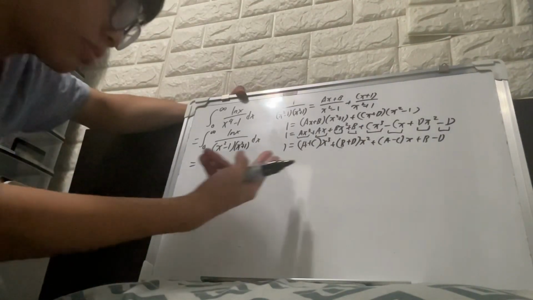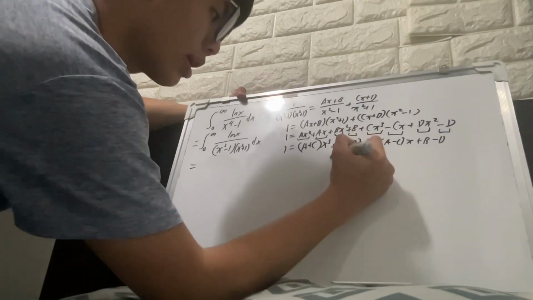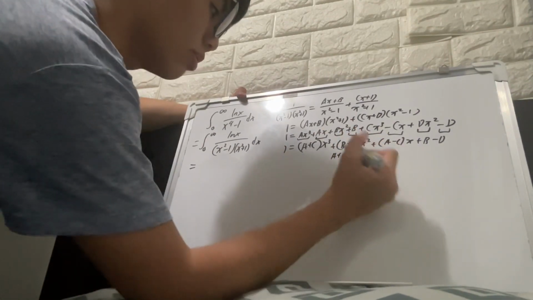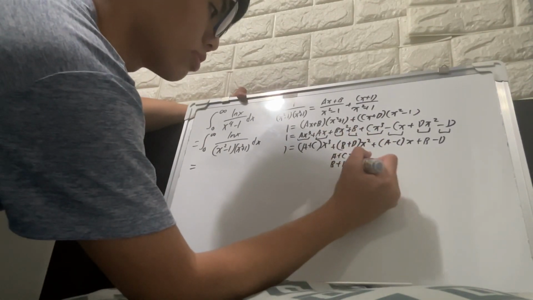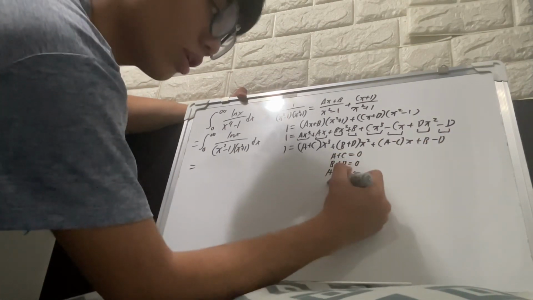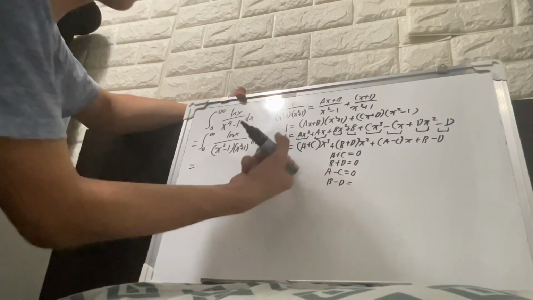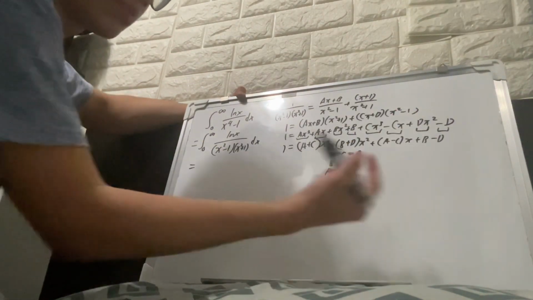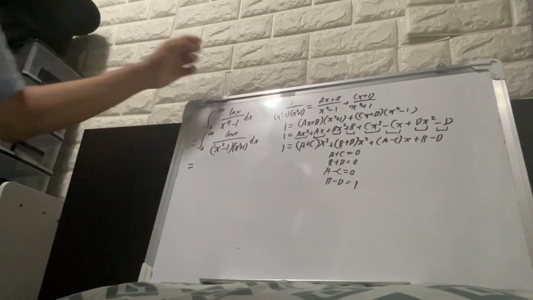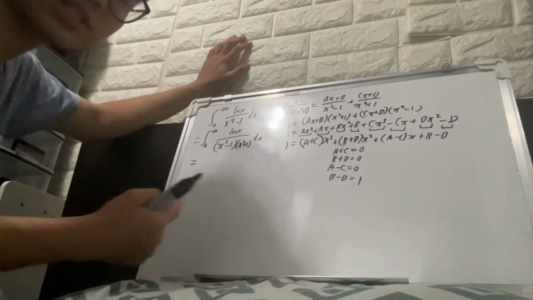And then you can compare the coefficients of both sides. You get a plus c is equal to 0, then b plus d is equal to 0, and a minus c is equal to 0. However, the only one that is different is b minus d, which is equal to 1, just because of the constant part. The other ones are all equal to 0 except for b minus d.